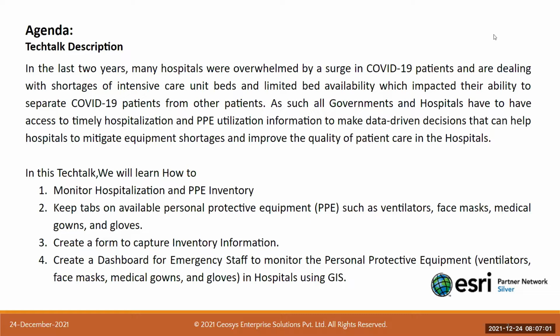So in today's Tech Talk, we are going to see how we monitor the hospitalization and PPE inventory, and how personal protective equipment shortages can be avoided by creating a form to capture the inventory information, monitor it, and find out the shortages. The emergency staff or the hospital management would be using dashboards to monitor the personal protective equipment in hospitals, and for this we are using GIS as a technology.